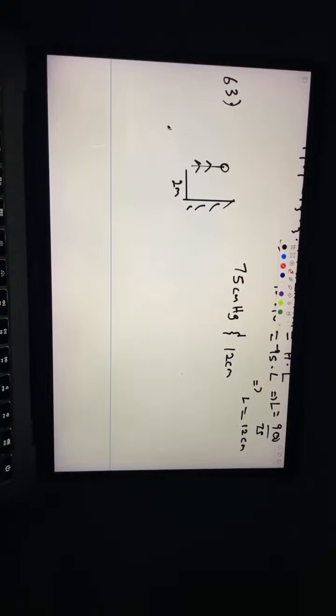we are on question 63, please, those of you that will be watching this later. We are on question 63. The speed that was given is 4 centimeters per second.